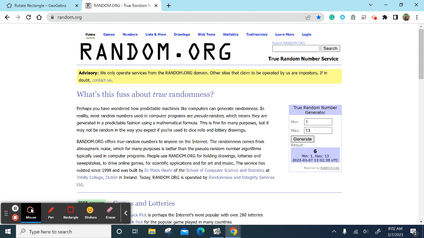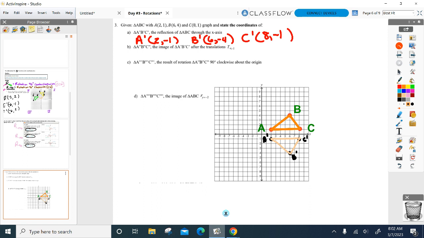We'll go with somebody else. (-6, -2). Where are you going? Left 6, down 2. All right, let's move it. Make sure you do it to the prime triangle. Read carefully, not the original, the prime triangle. Everything's getting moved: left 6, down 2.